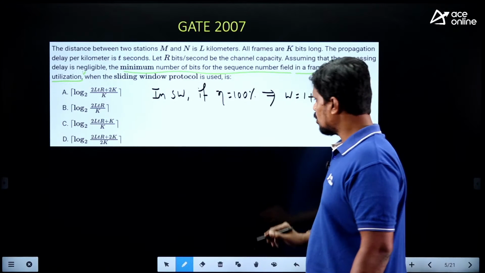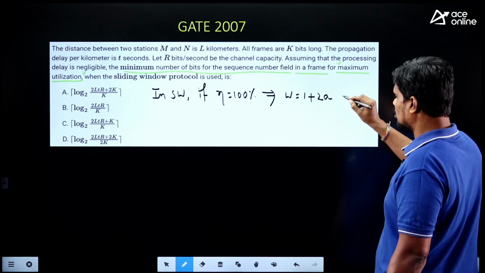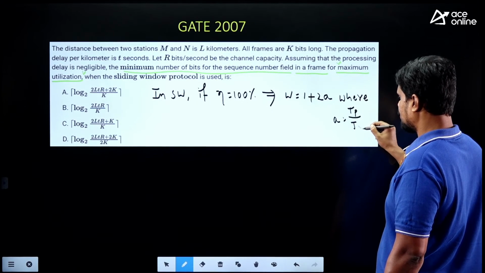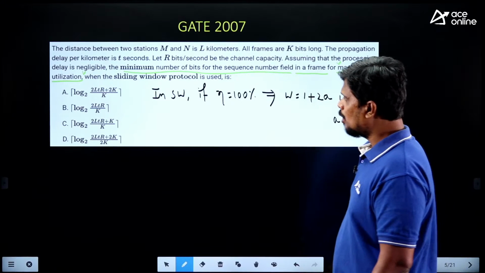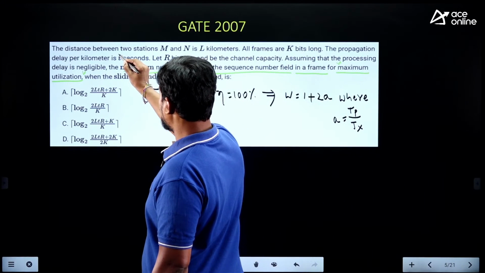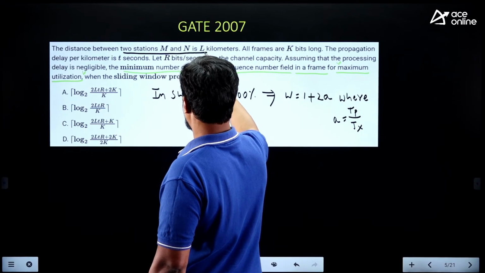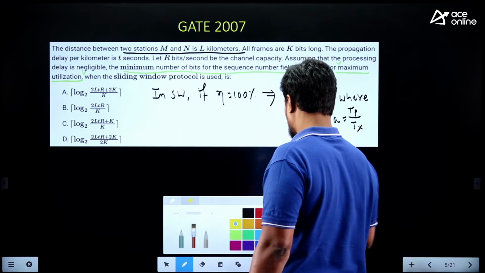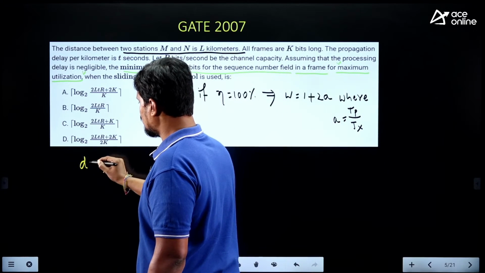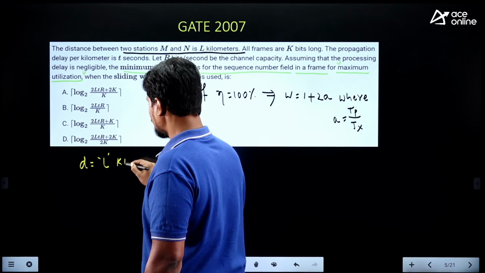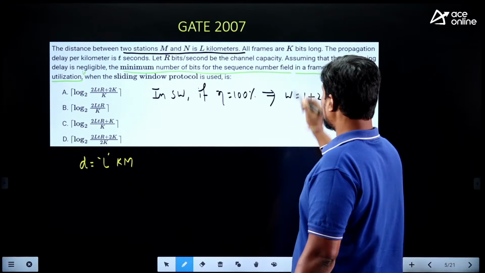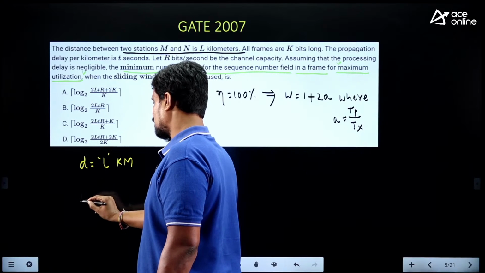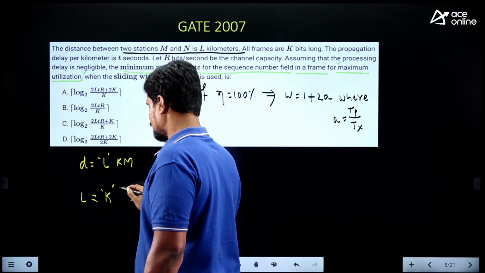Now I am going to see where this A is. What is the A value? TP by Tx. So first I am considering the distance between two stations M and N is L kilometers. It means the distance value is given as L. All the frames are k bits long. So the length of the message we are considering is k bits.